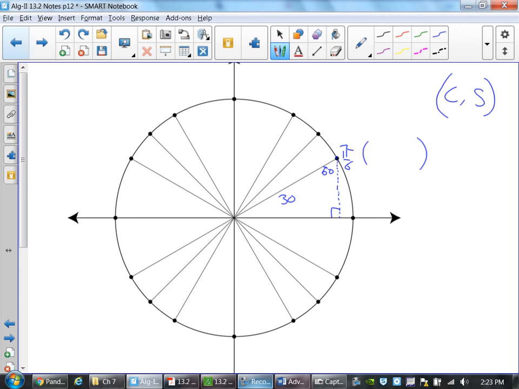Well, what's the cosine of 30 degrees? What's adjacent to the 30? Root 3. What's the hypotenuse? 2. So the cosine would be root 3 over 2. What is the sine of 30 degrees? 1/2. That places it in space then. Okay? It places it in space. You've got some horizontal distance, some vertical distance.